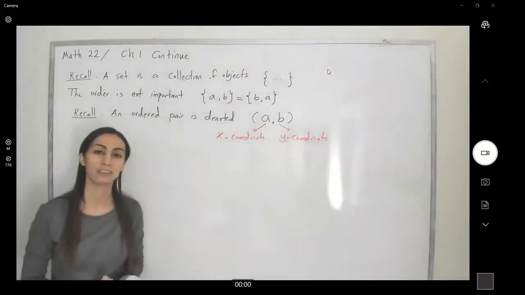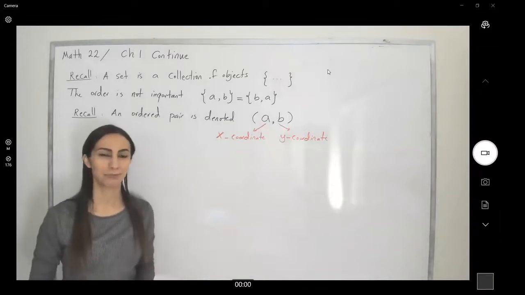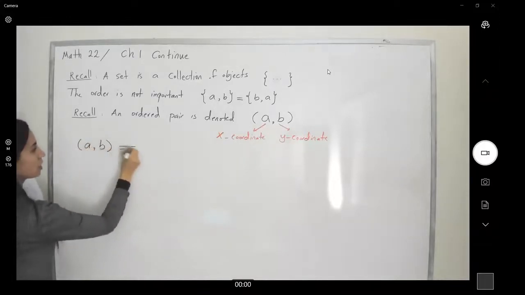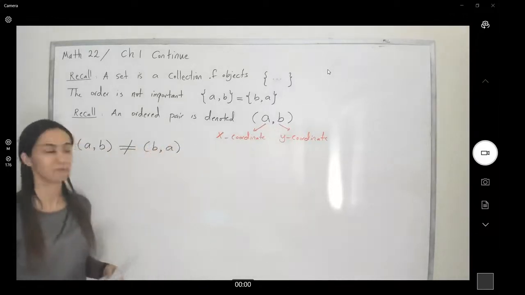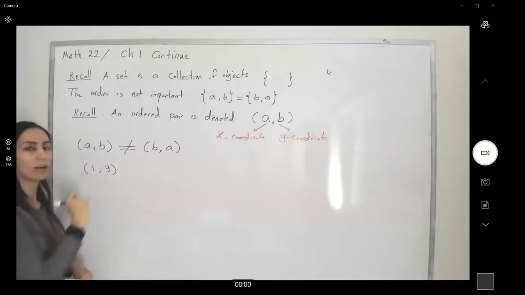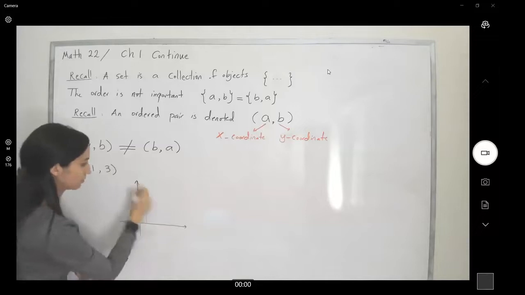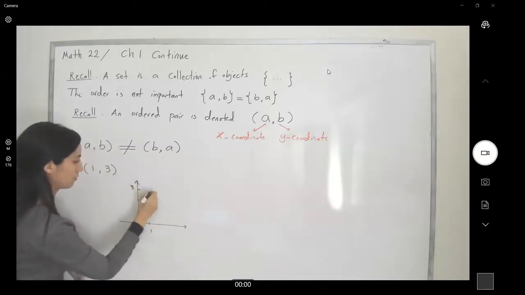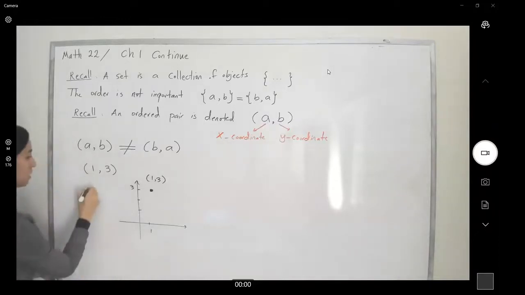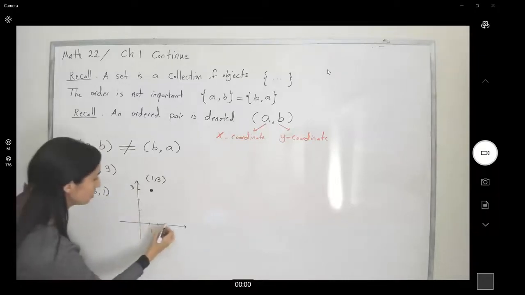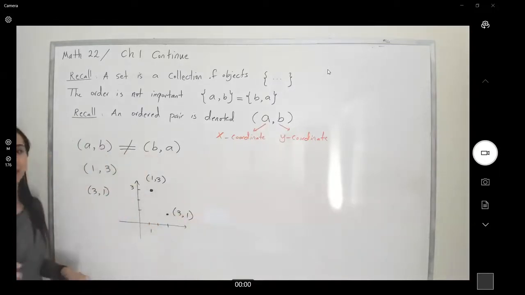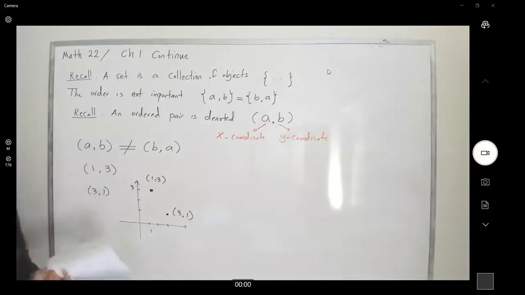And remember that in general, ordered pair A, B is different from B, comma A. For example, if you have ordered pair 1 and 3, it means that your x coordinate is 1, your y coordinate is 3. This is 1, comma 3. But if you change the order, if 3 comes first and then 1, you get 3 and 1. You get two different points. So when you have ordered pairs, you should be careful which one comes first, which one comes second.